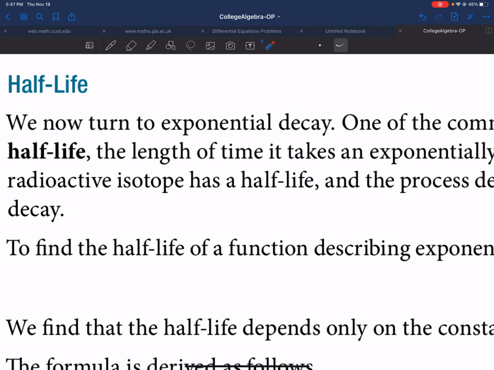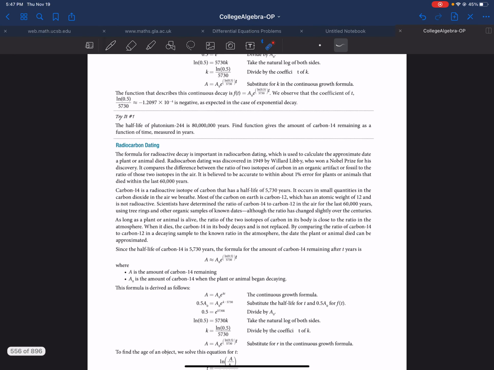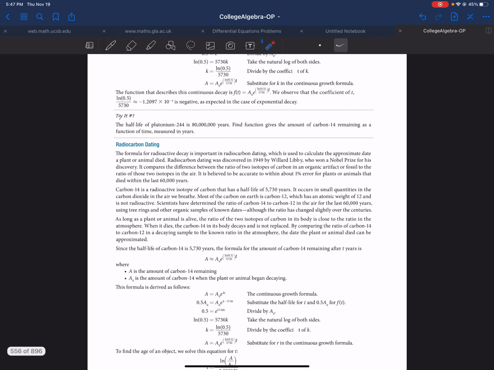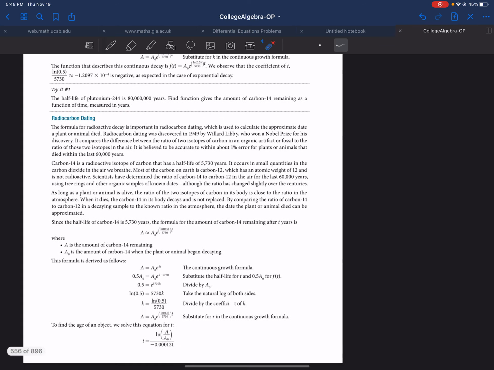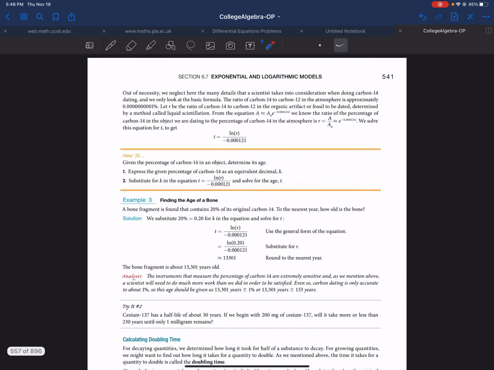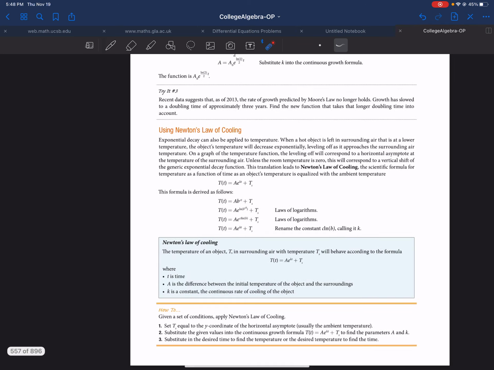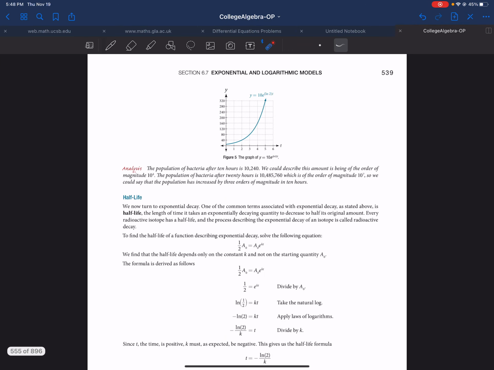There's some cool stuff in here about half-life. I'm going to talk about it in a second. There's stuff about radiocarbon dating. We will probably return to this spot here in the book. Finding the age of something, doubling time, and Newton's law of cooling we will get to. And so we're going to pop in and out of this quite a bit.